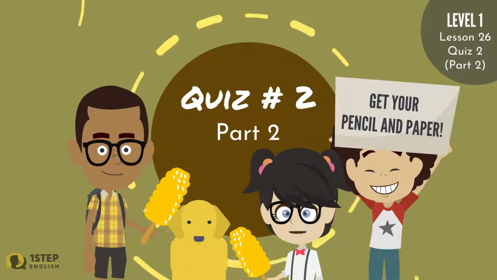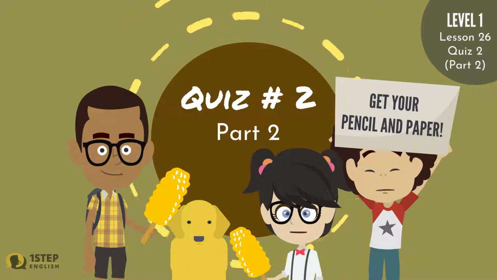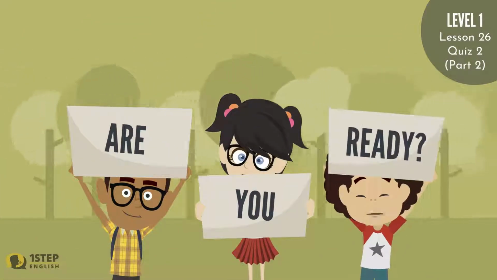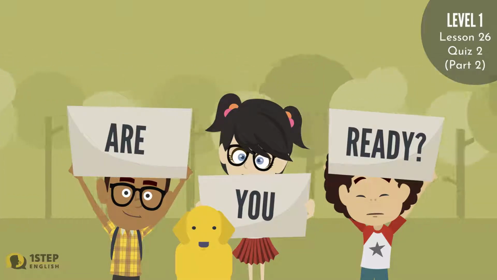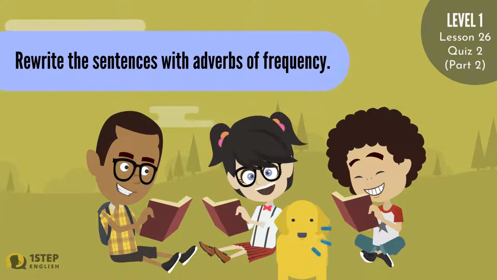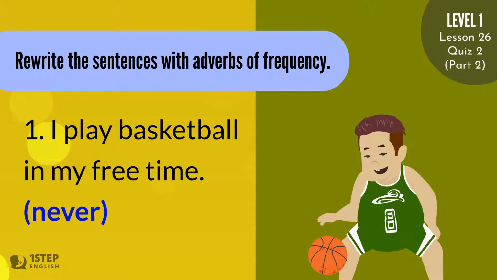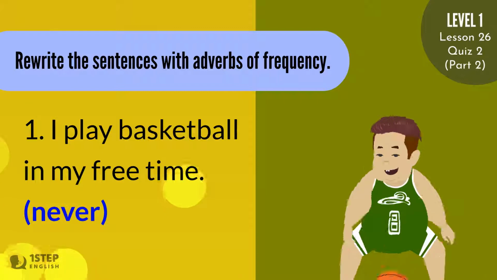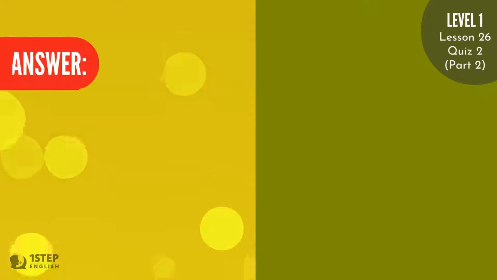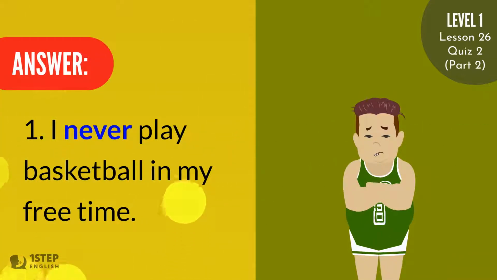Quiz number 2. Part 2. Ready your pencil and paper. Are you ready? Rewrite the sentences with adverbs of frequency. Number 1. I play basketball in my free time. I never play basketball in my free time.